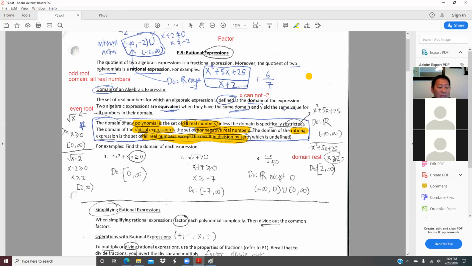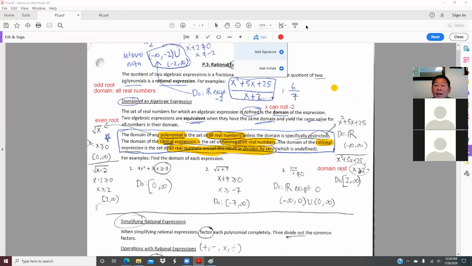Okay, so let's do some examples here. The first example is 4x cubed plus 3. They give you a restricted domain. This is what we call a polynomial, 4x cubed plus 3. Usually without the restricted domain, your answer is all real numbers. But with the restricted domain, you will use the restricted domain here, which is from 0 to infinity. Since it has an equal sign, we use a bracket in this case.